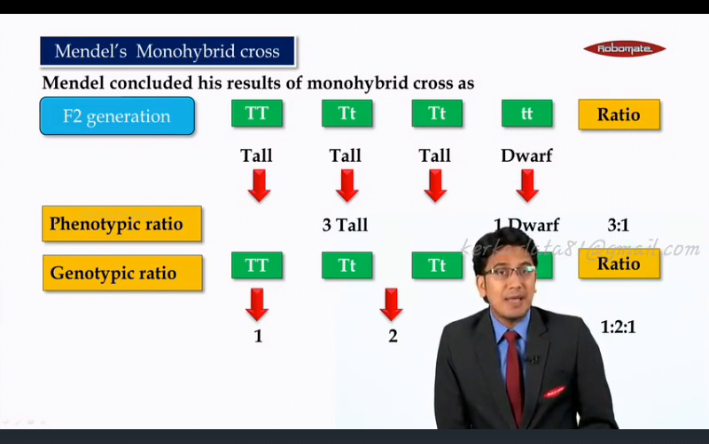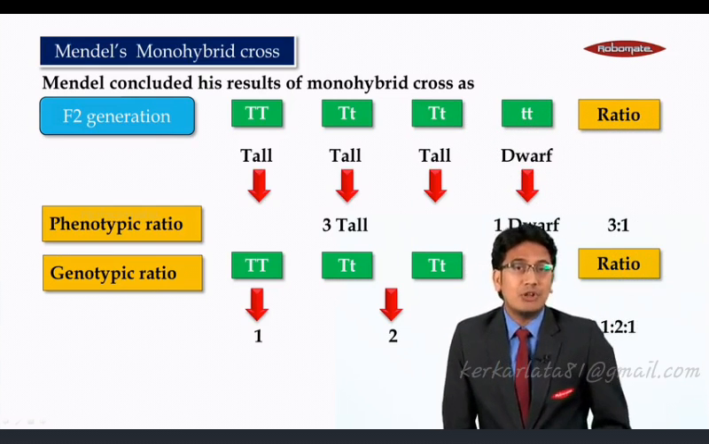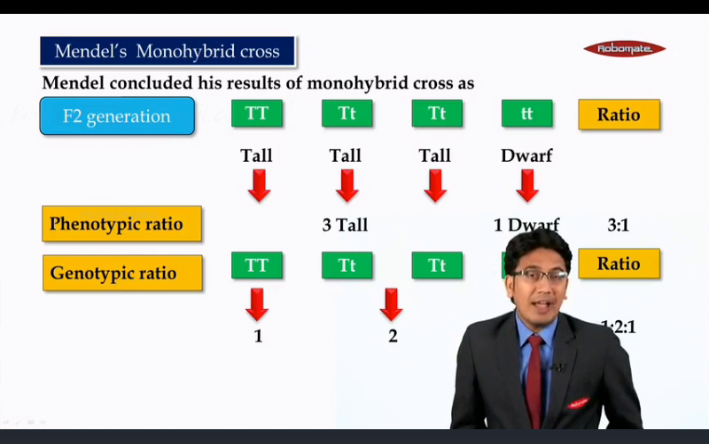In this manner, with the help of the symbols and terminologies, Mendel graphically presented his first experiment, which was Mendel's monohybrid cross.